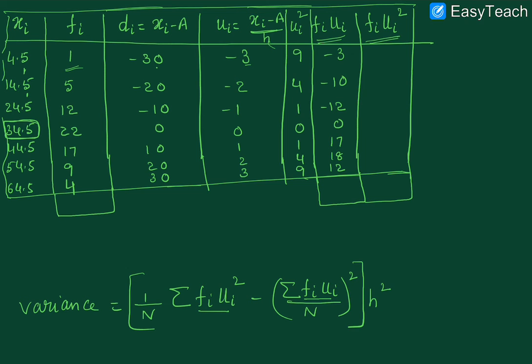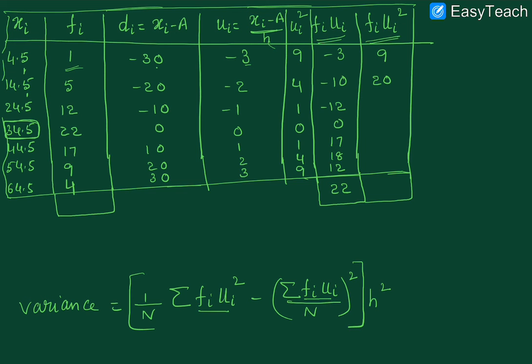This summation is required. So this total summation, minus 13, minus 25, and this addition, this total value we are getting 22. Next fi ui square is required. ui square, 9 is multiplied with 1, 9. Next 4 is multiplied with 5, so 20. fi ui square, I hope you are observing.